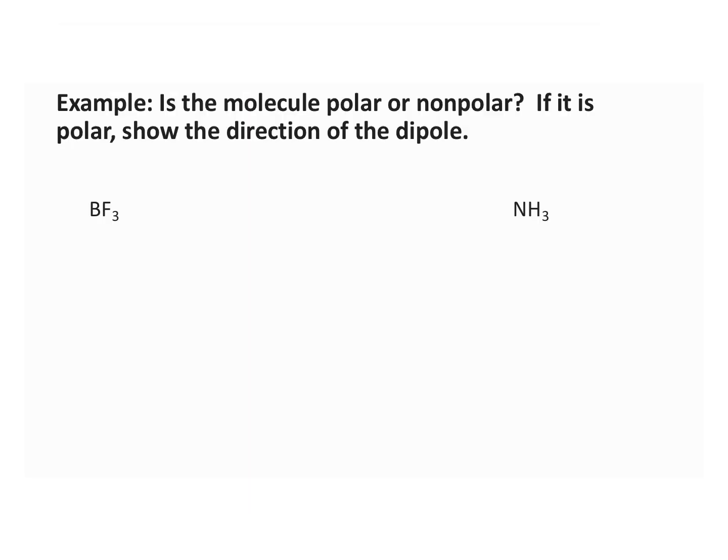Let's do an example. We've got two molecules here, and it says, is the molecule polar or nonpolar? And if it's polar, show the direction of the dipole. The first step when you're solving this problem is to draw the Lewis structure, so you can count the valence electrons. I'm going to go ahead and draw the Lewis structure for us.